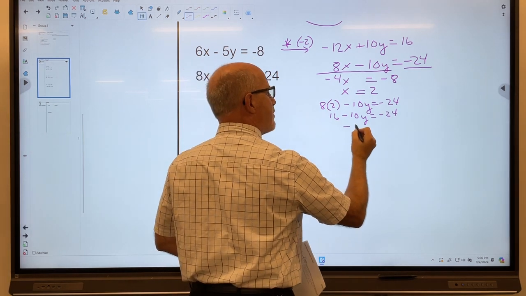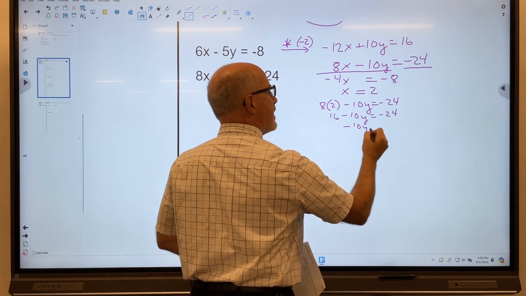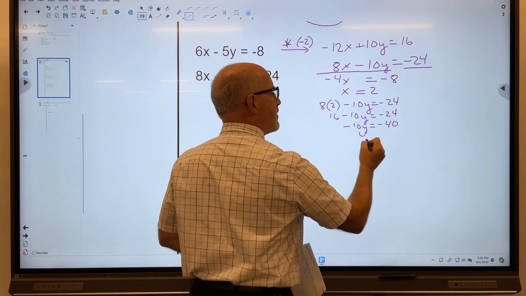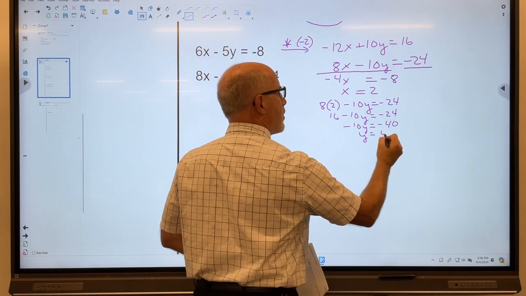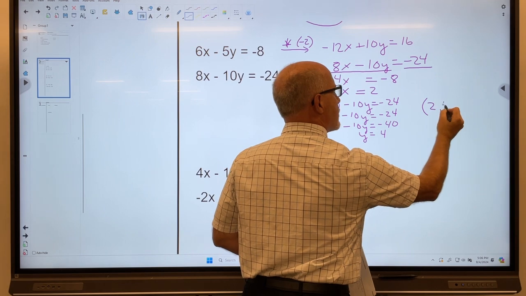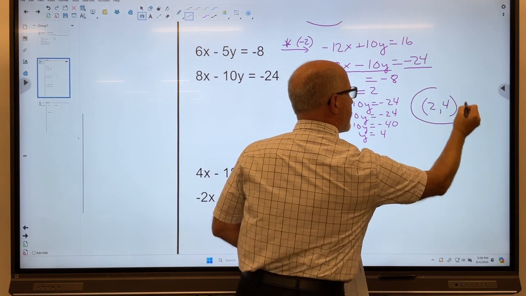Subtract 16 from both sides, -10y equals, that's going to give me -40. And divide by -10, you get y equal to 4. So my solution, x comma y, is 2 comma 4 for this one.